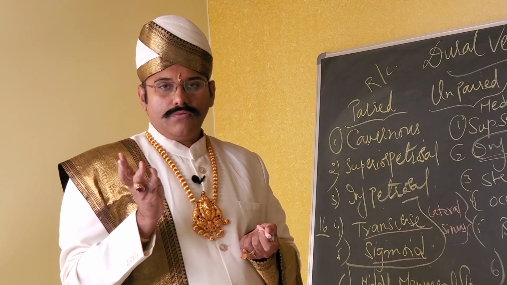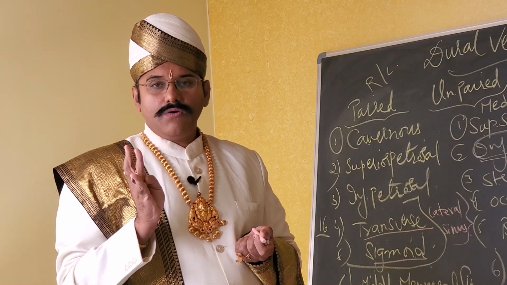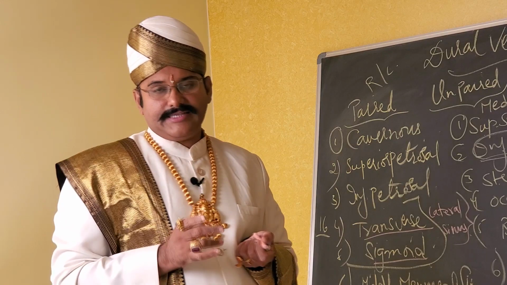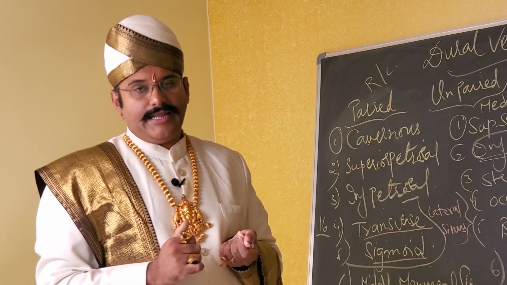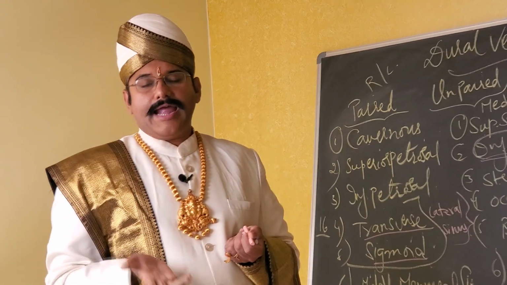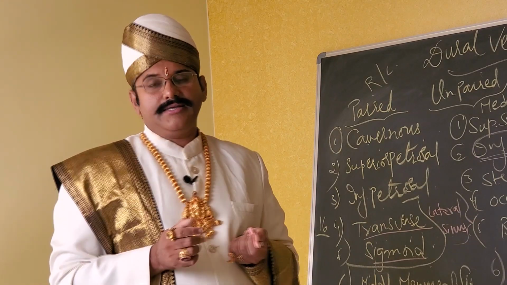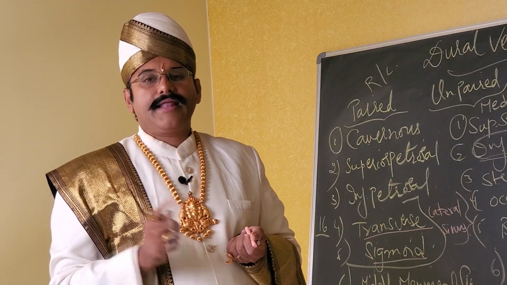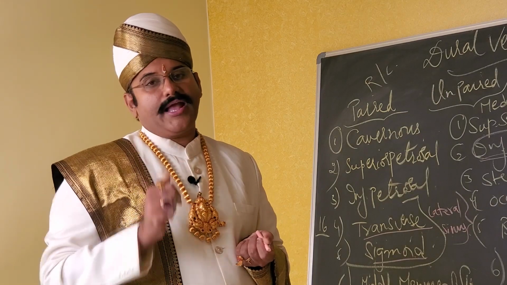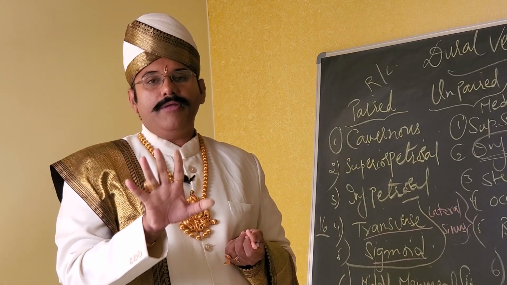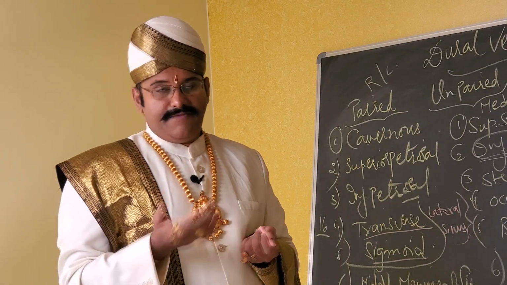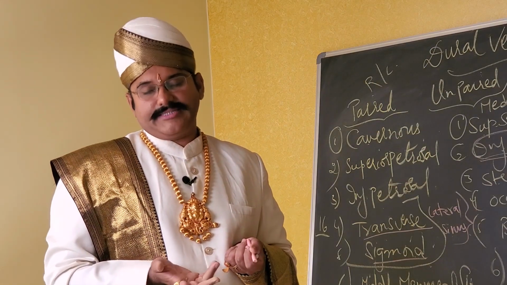Then there are no valves. There is no muscle in the wall of the sinuses. There is only a single layer of endothelium. There is both venous blood and CSF present in the sinuses, and there are emissary veins which open into the sinuses. The problem is with the emissary veins. In fact, there is an advantage also. What is the advantage?